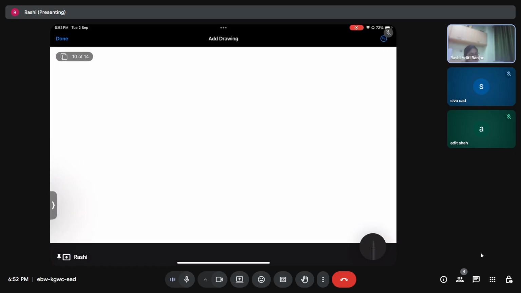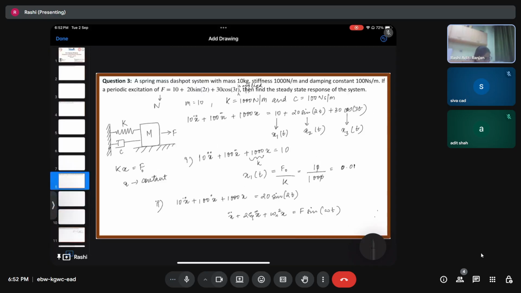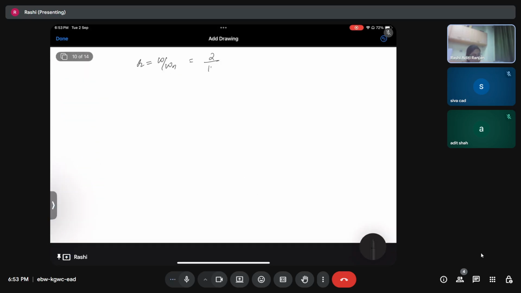Other than that, the frequency ratio r is omega by omega n. So for the forcing that we have over here, we have omega as 2. We have 2 by 10, 0.2. Now we have all the values. We just need to put them in the equation.